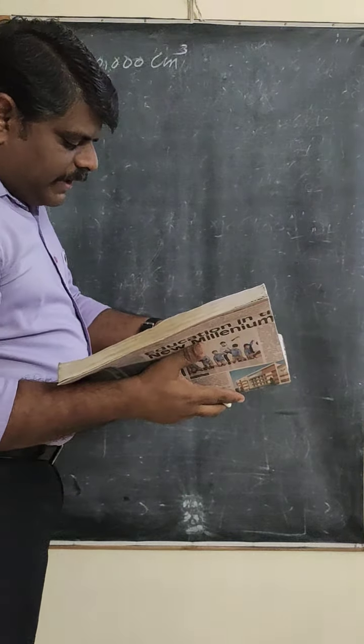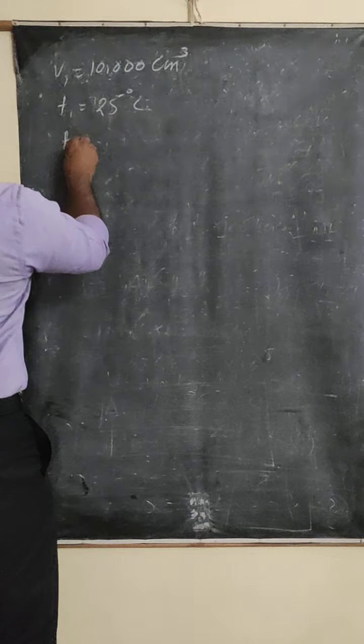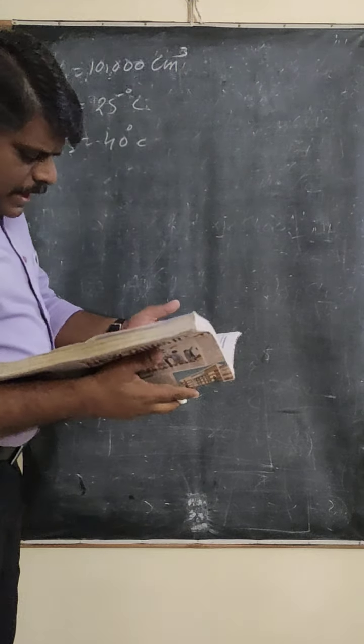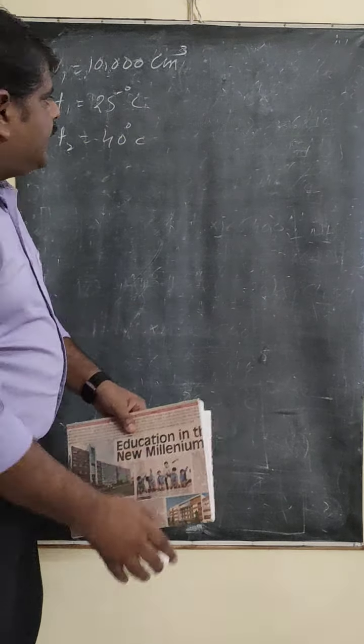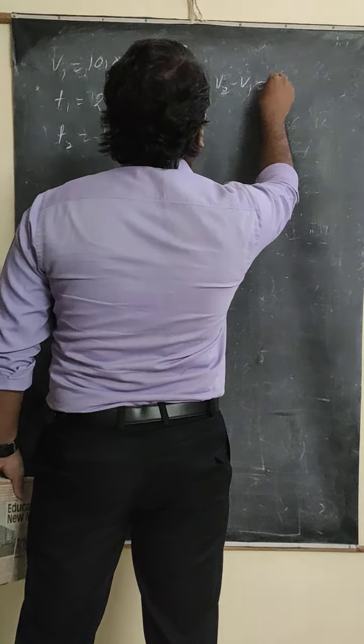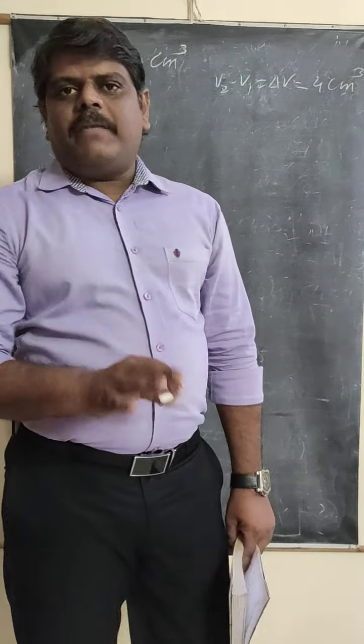T1 is 25 degrees Celsius, and T2 is 40 degrees Celsius. Any other values? Delta V is given to you. Delta V is V2 minus V1, which means the change in volume. How much is it given? 4 centimeter cube. Okay, these are the given values, and now we have to find the gamma value first.